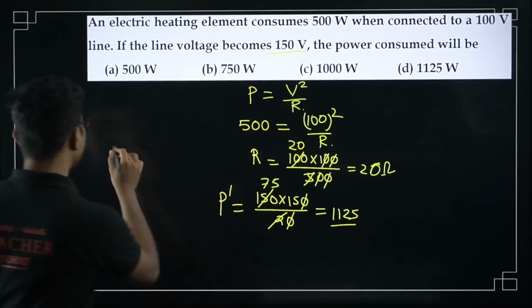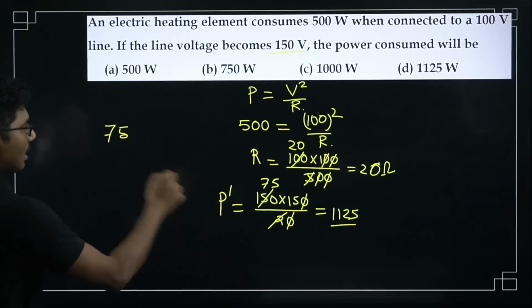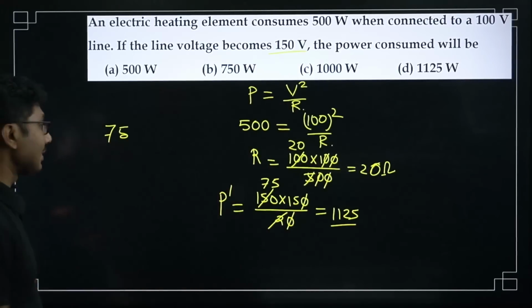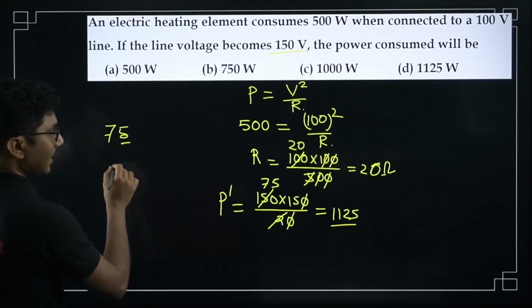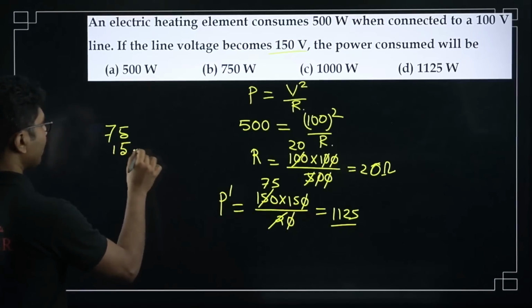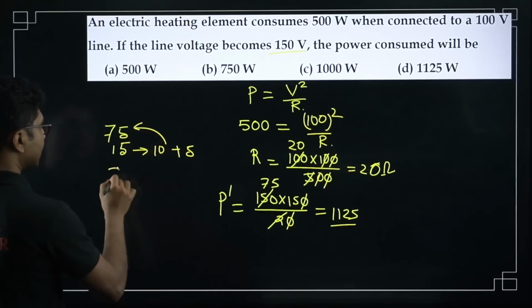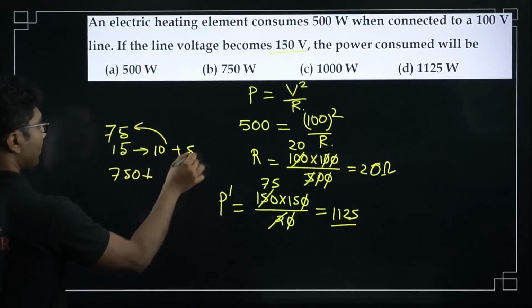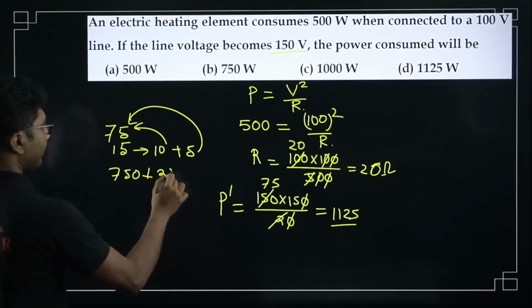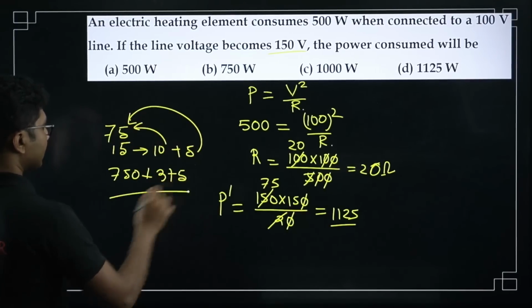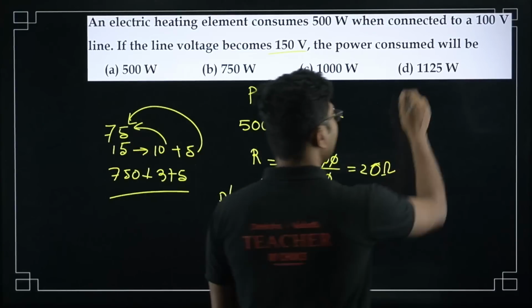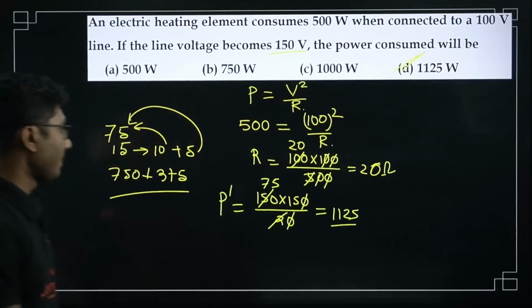Okay, so how can I do this multiplication? You can use the in-house calculator available to you, or while multiplying with 15, what you can do, divide this into 10 plus 5. So first multiply with 10, you get 750, and then multiply with 5, you get 375. Okay, and then you add this. This is the trick while solving quickly.